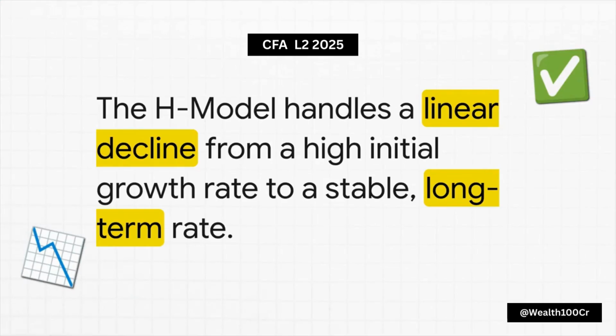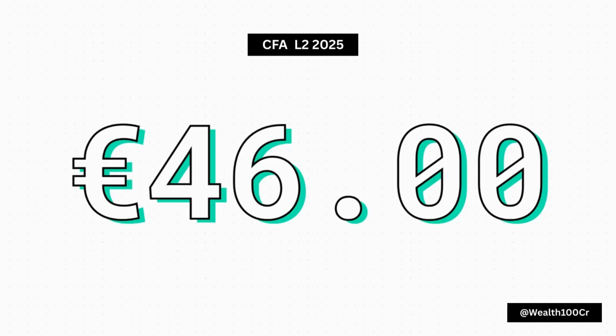Now, there are a few different types of these models, but a fantastic one to get your head around is the H model. What it does so well is handle a situation where a company's high growth rate doesn't just hit a brick wall one day. Instead, it assumes the growth rate declines smoothly in a straight line over a set period of time until it hits that final stable rate.